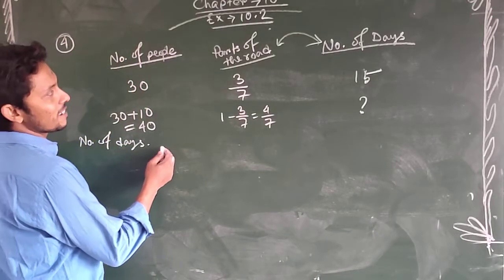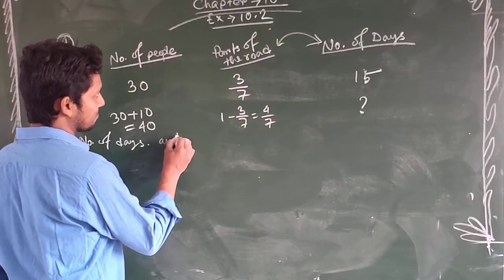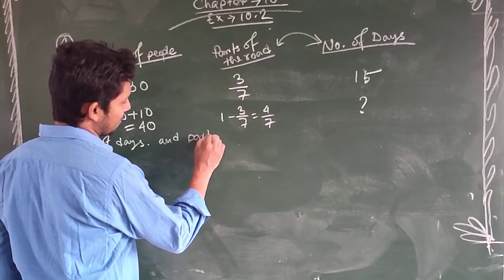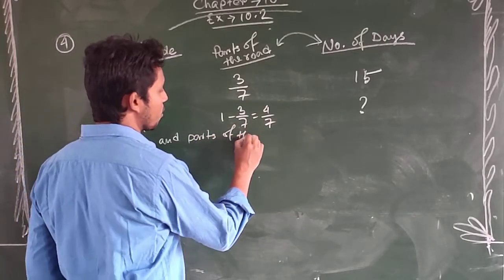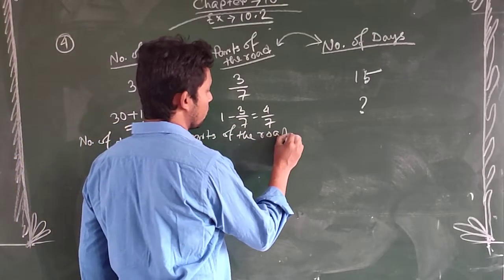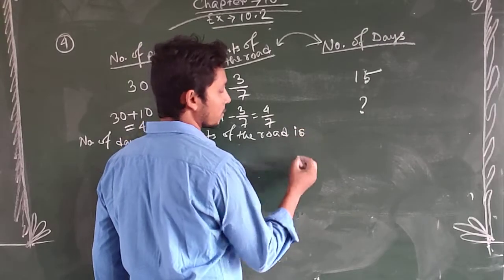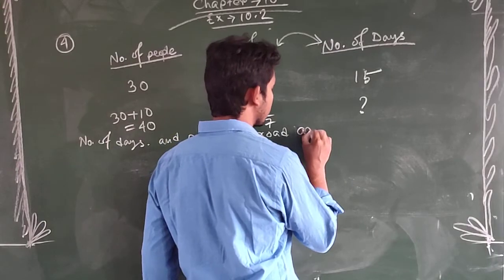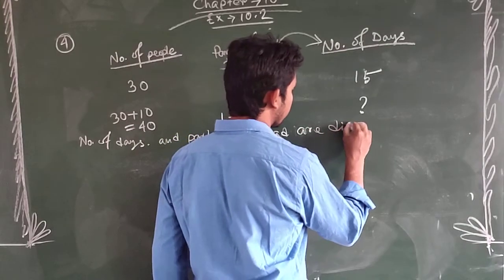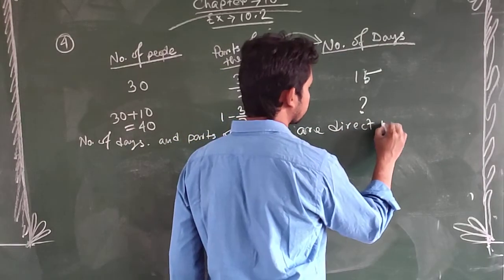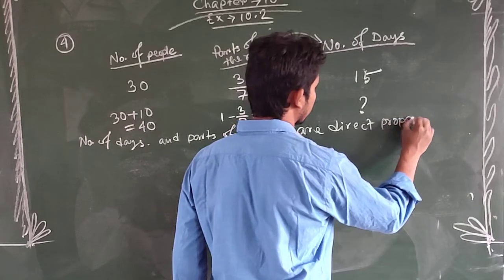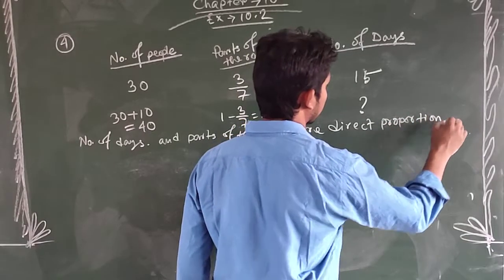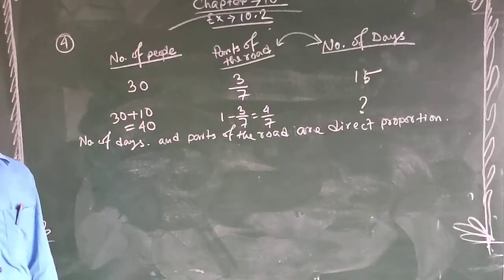Okay, now number of days and parts of the road. Look, number of days and parts of the road are in direct proportion. Is this not direct proportion? Yes or no?